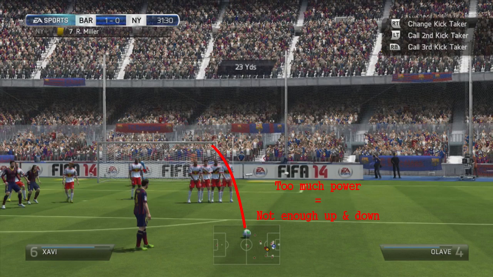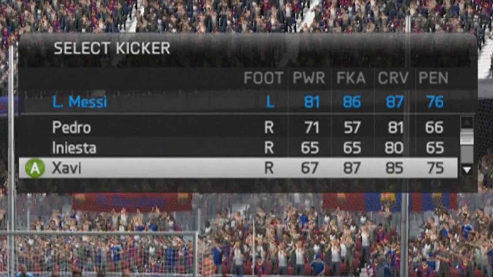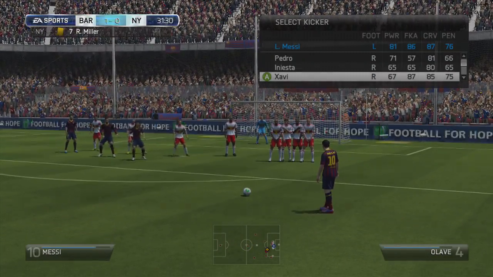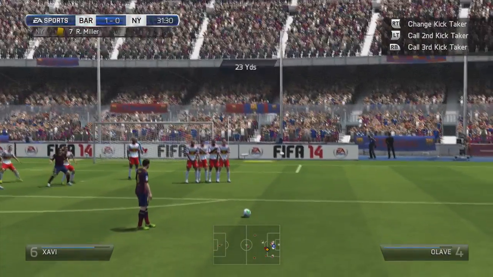So low power is a very crucial thing. I'd recommend around 70, maybe 60, and then free kick accuracy and curve needs to be as high as possible. As you can see, Xavi has around the mid 80s for both those stats, and he is perfect for this type of free kick.